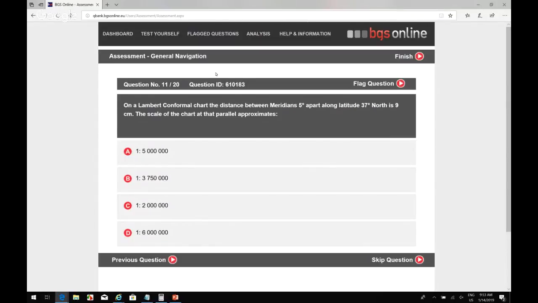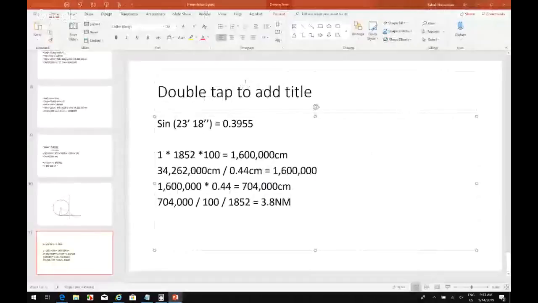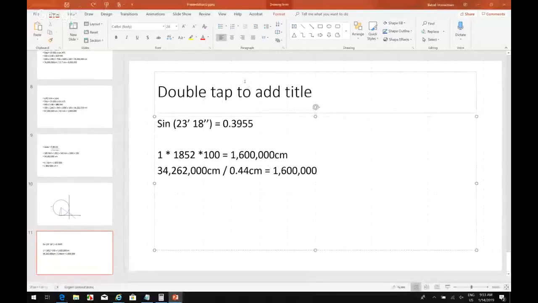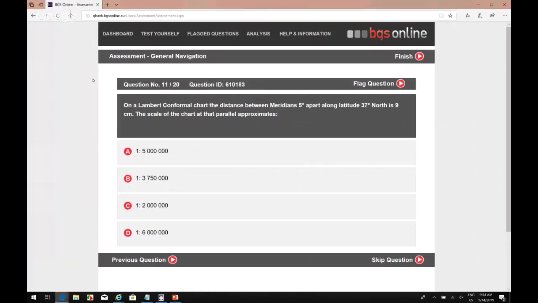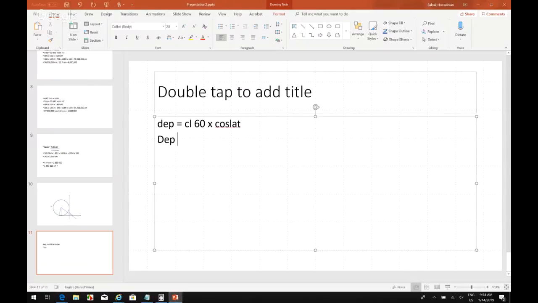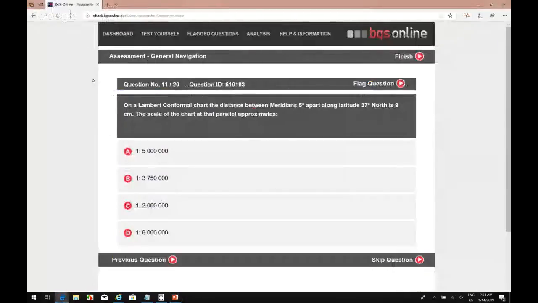So we can do the departure formula again, shall we? If we say departure equals change of longitude times 60 times cos lat. So for the Lambert conformal chart, distance in meridians 5 degrees apart along latitude 37 north, we're going to say departure equals 5 times 60 times cos 37.